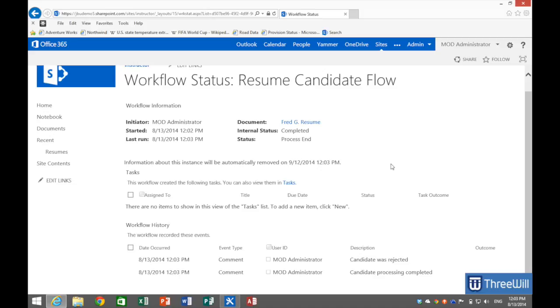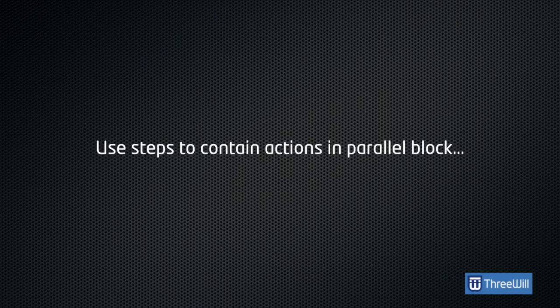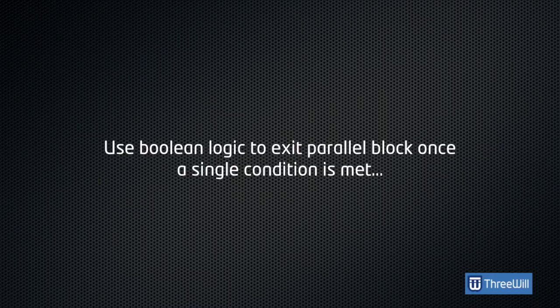So to recap what we covered here, number one, when you're dealing with a choice field and you need to wait for various values, there's no way that you can change from equal to not equal on a normal wait. Instead, we have to use a parallel block. Second, when we use the parallel block, we'll want to put steps in the parallel block and actions inside of steps, as opposed to putting the steps directly in the parallel block. And finally, remember that we'll use a Boolean variable along with an advanced property of the parallel block to short circuit and exit once a single condition is met.